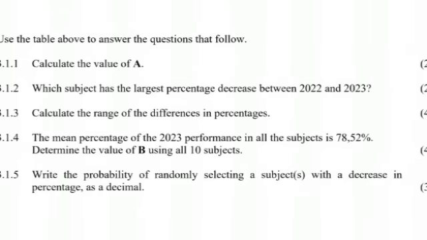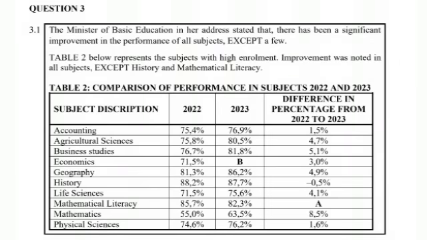In 3.1.2, it says which subject had the largest percentage decrease between 2022 and 2023. So we are saying it used to be higher in 2022, but now in 2023 it's less. So we're going to look at our information and look for one that had a decrease. Some of them I don't even have to look at. For example, accounting, when you look at it, it used to be 75, it increased to 76. So that's not a decrease. I'm looking for one that has a decrease.